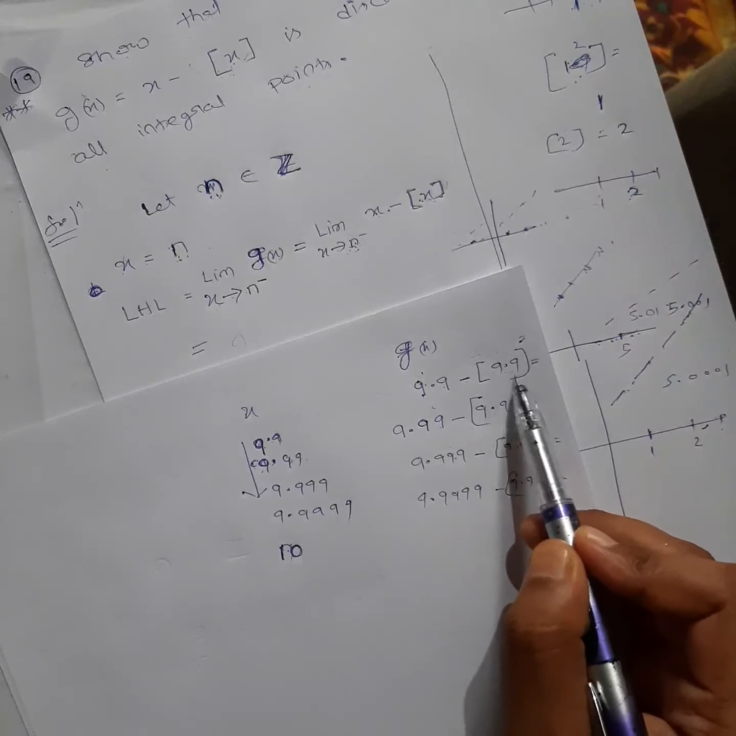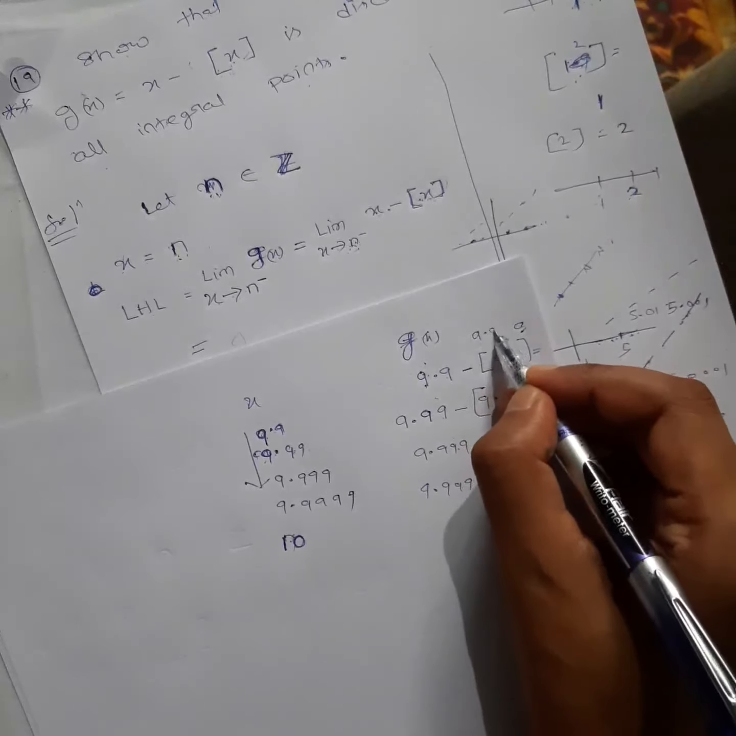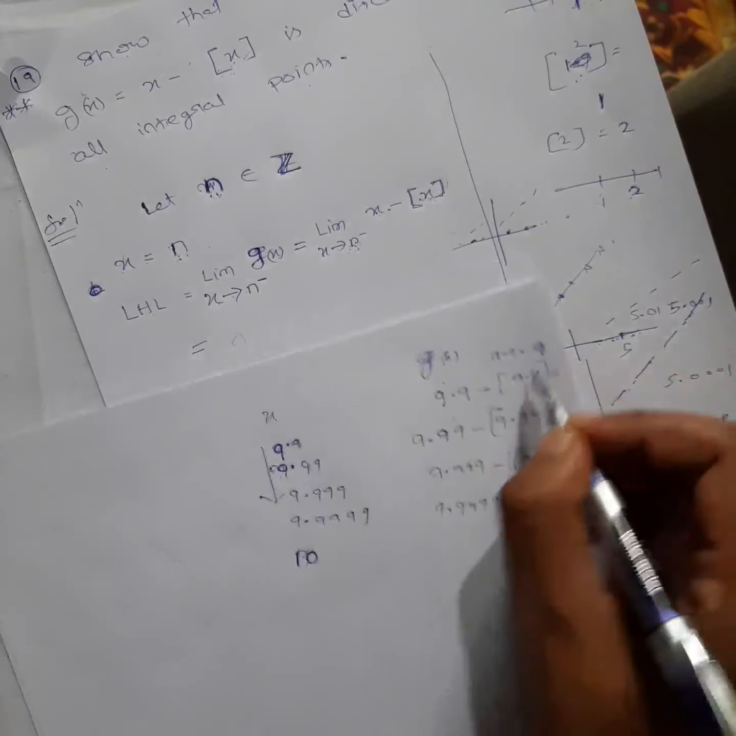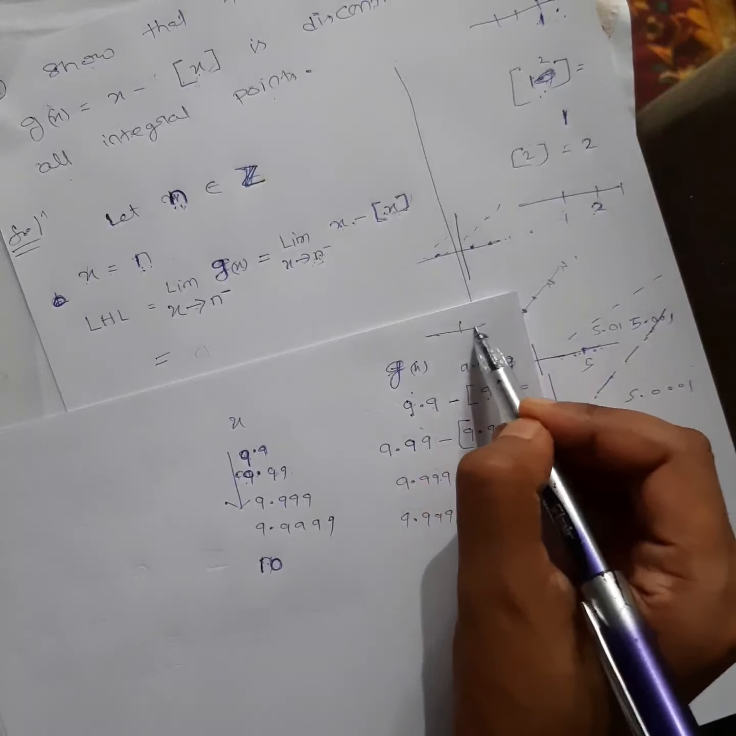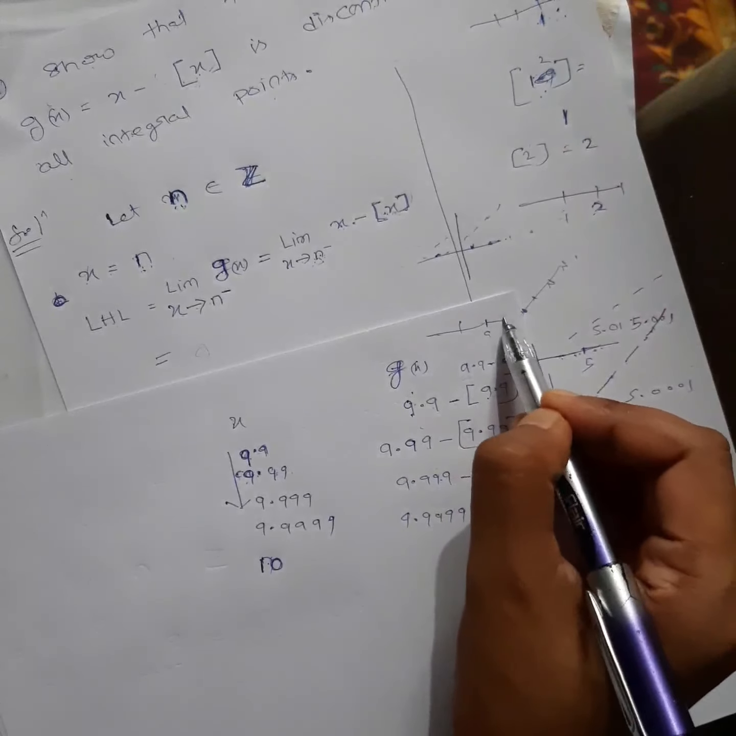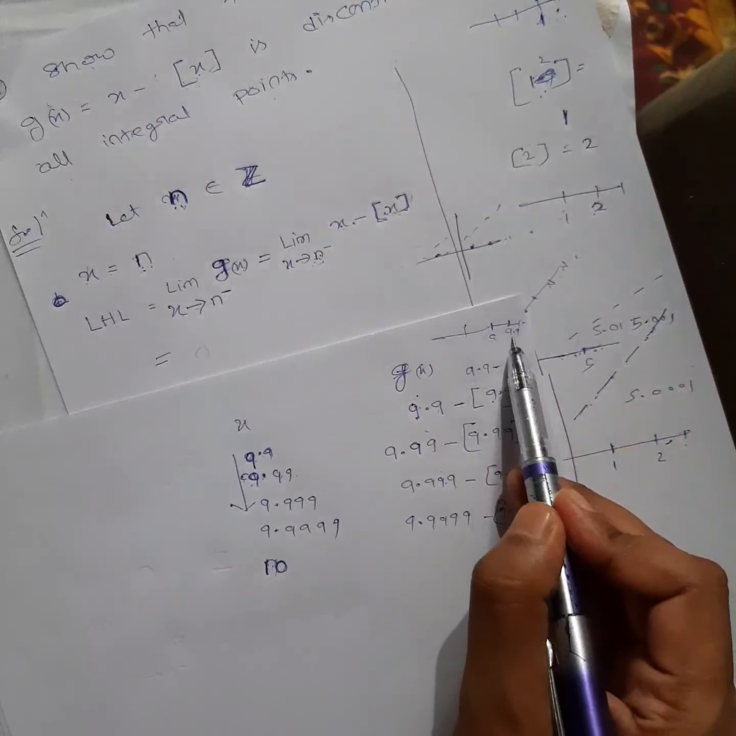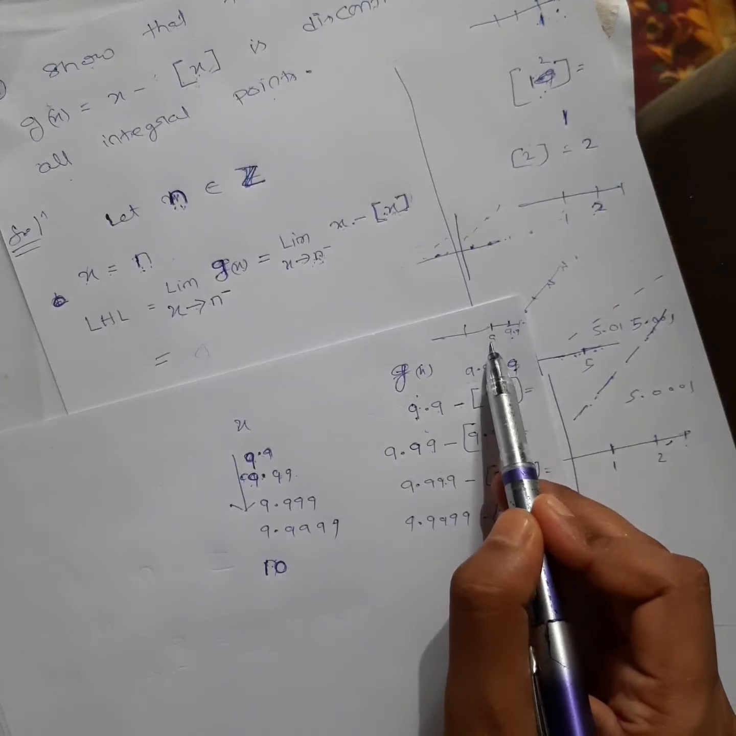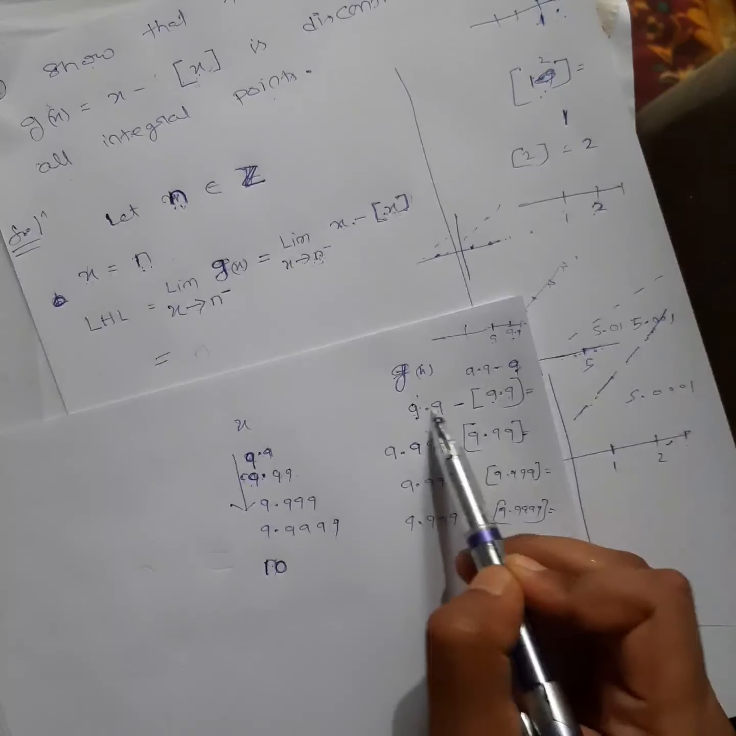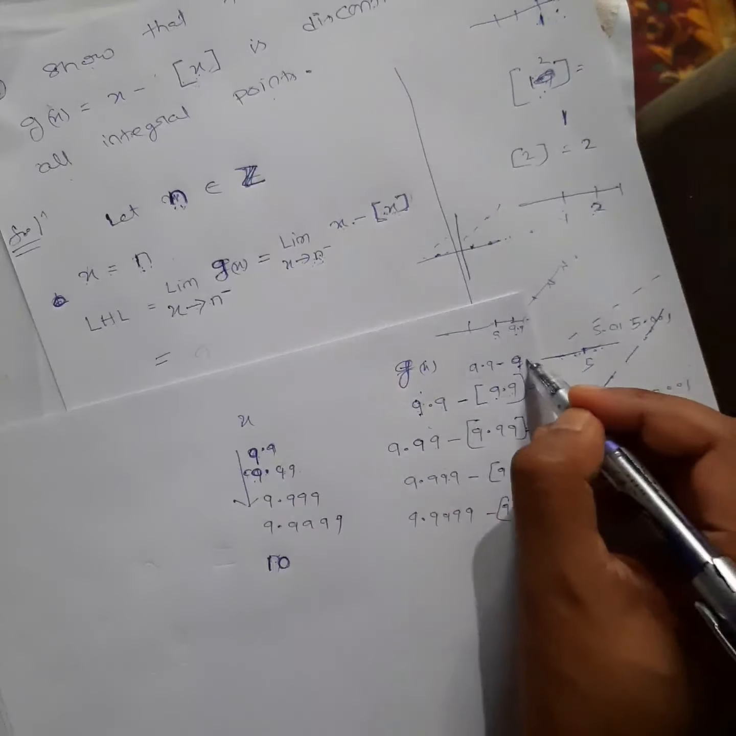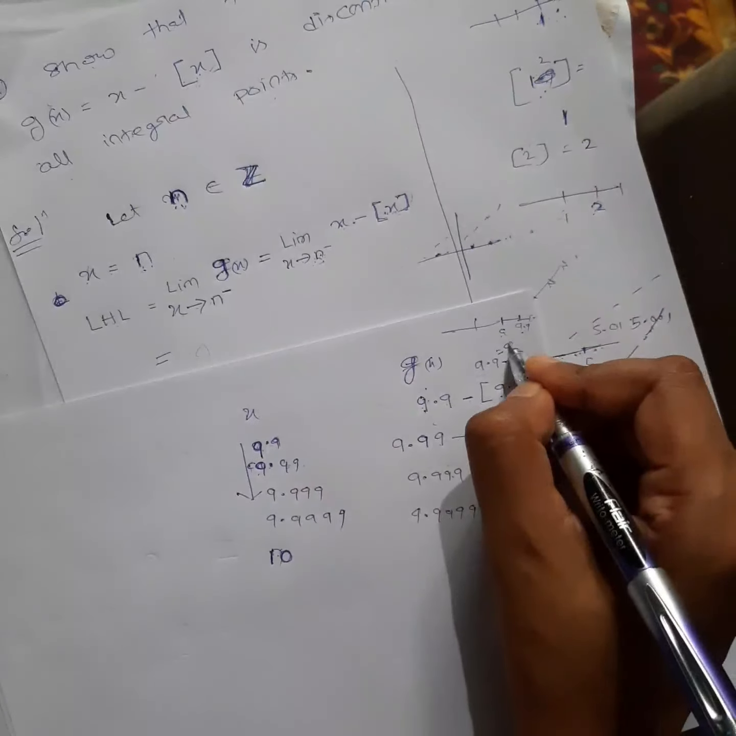So see, if I find out this value, what will you get? [9.9] will give exactly 9. So you get 9.9 minus 9. Greatest integer function, right? 9.9, what will it give? You can see on the number line. This is 9, suppose. 9.9 will be somewhere here. Then the next integer will be 10. So the greatest integer on your left will be 9. So the output of this one will be 9. So 9.9 minus 9 will be how much? 0.9. Can you see? So this will be 0.9.